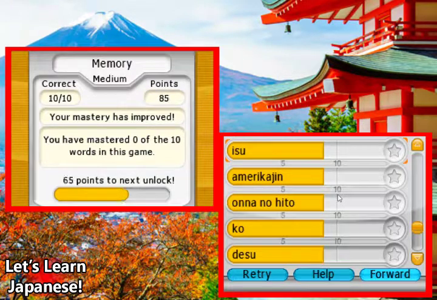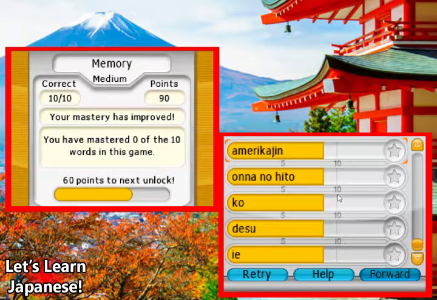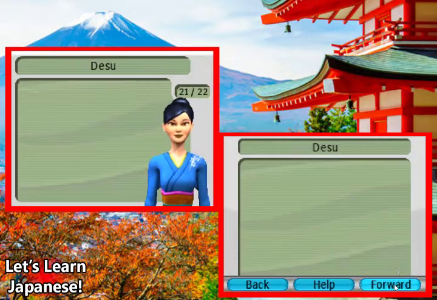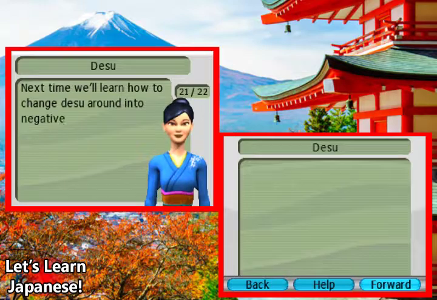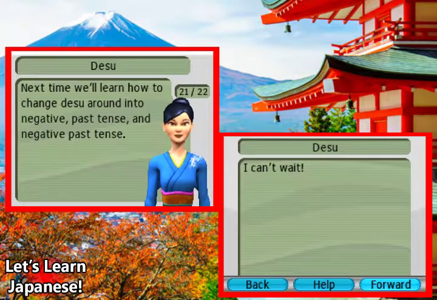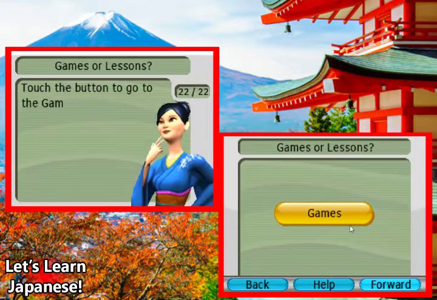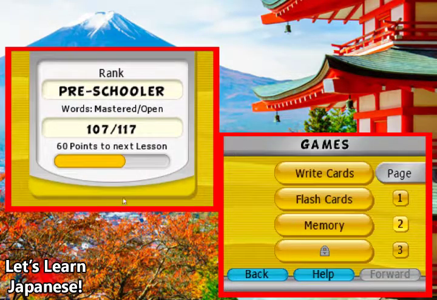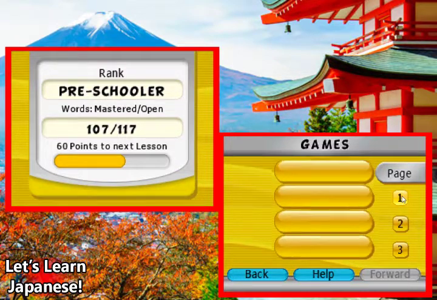But yeah, I feel like multiple choice is a much better game when you're trying to memorize and learn words, because with memory, like I said, you're just fighting the clock. You got 10 out of 10. I will not replay that game. Next time, we'll learn how to change desu into different tenses. Okay. I can't wait. Well, we still need to master these words, so let's do that.